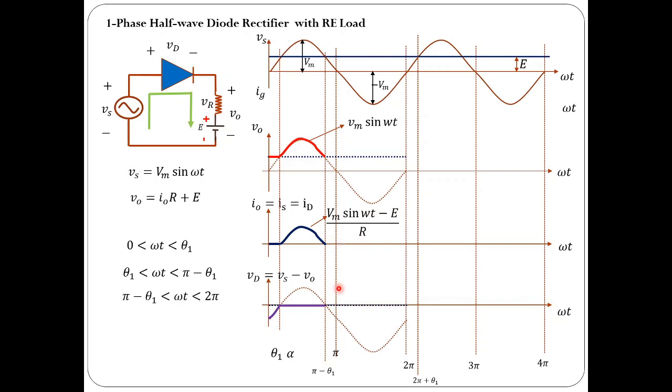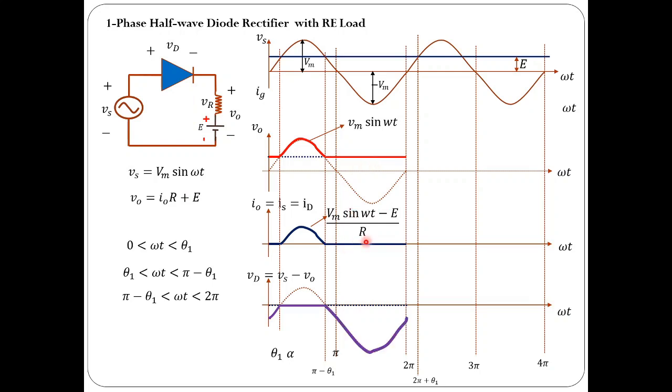And coming to the interval pi minus theta 1 to 2 pi, what would happen? The source voltage is less than the battery voltage, so the diode is going to be reverse biased. So the diode won't conduct, and the load voltage is the same as the battery voltage. The load current is 0.